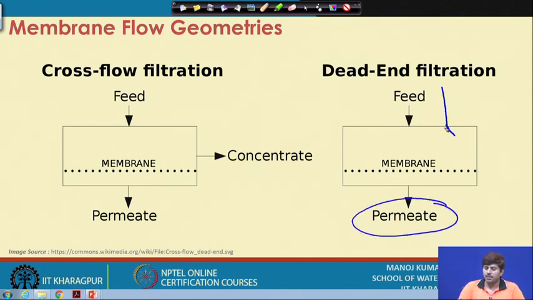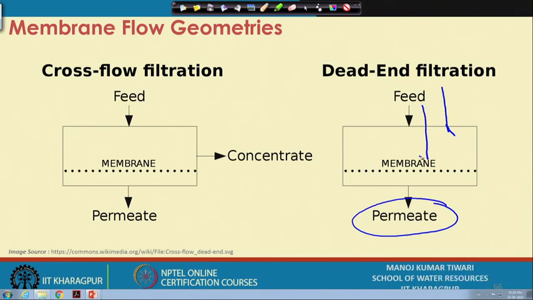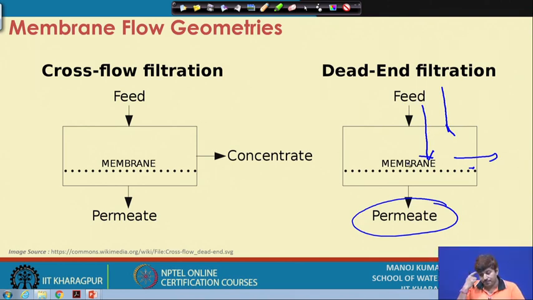So, the direction of feed is vertical to the membrane, so the feed has to pass through this membrane. Of course, the concentrate still goes through, but the feed is pushed through the membrane that way. And so the retention, or the fouling of the membrane, is more frequent, more common in this one, whereas cross flow filtration has a different mechanism.